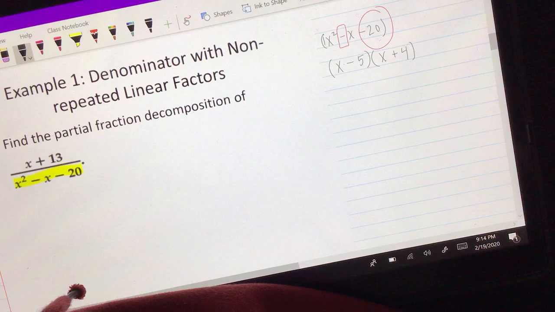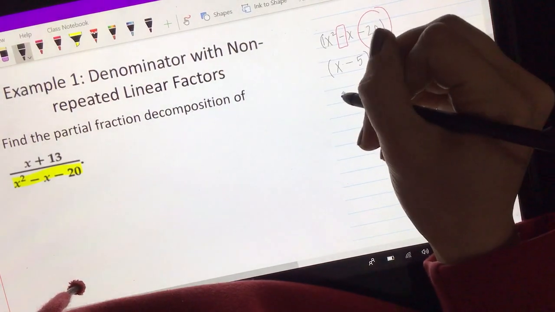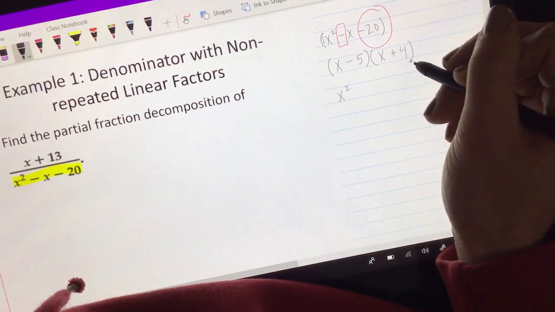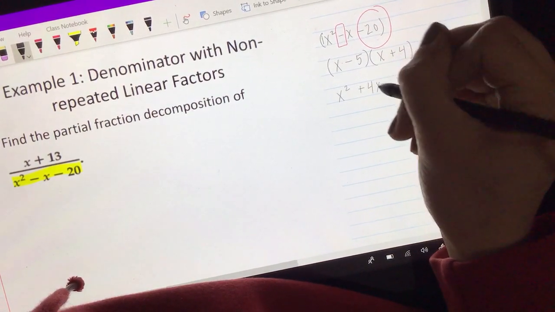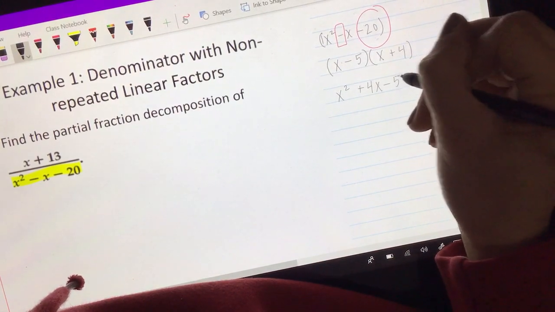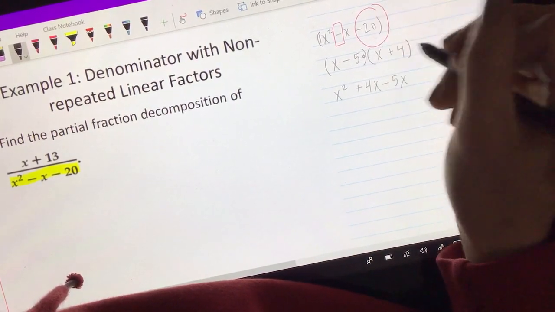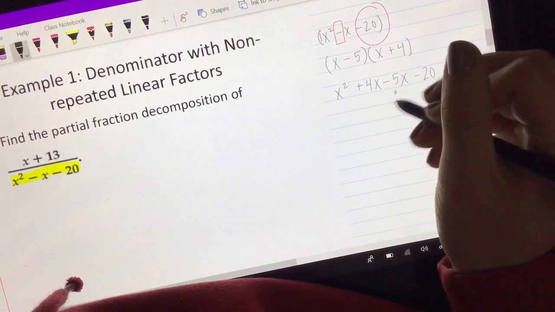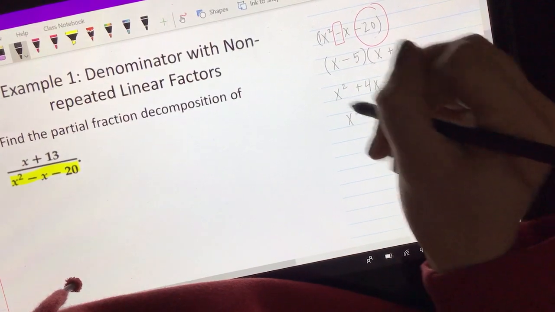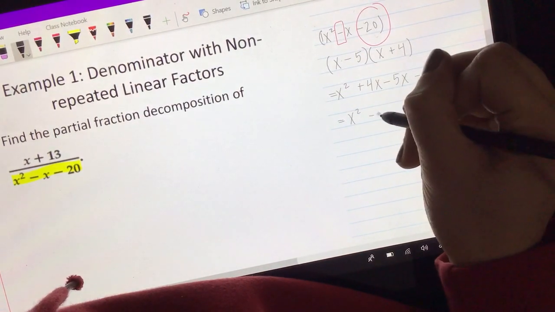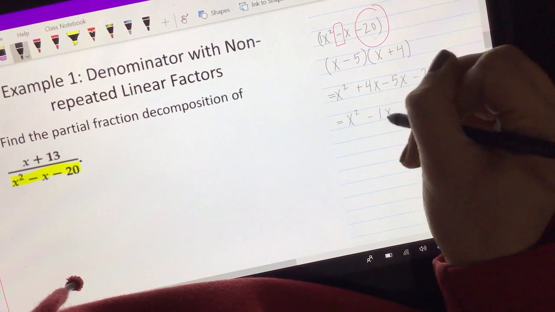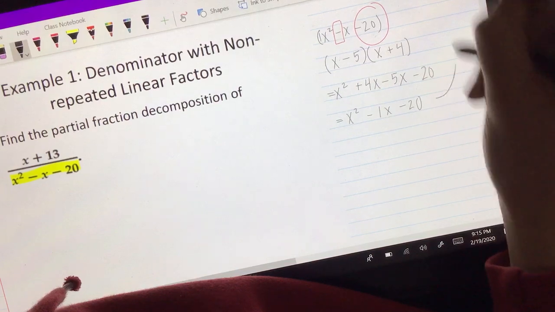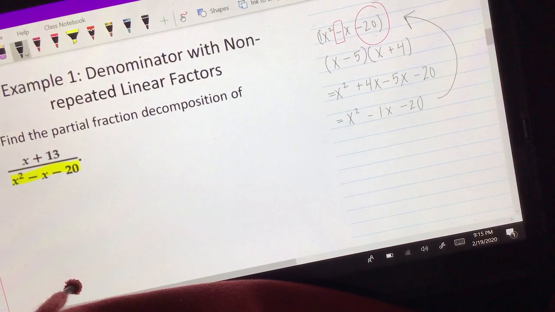You can always double check to make sure this is correct by FOILing it back out. First, x times x is x squared. Outside, x times 4 is 4x. Inside, negative 5 times x is negative 5x. And last, negative 5 times 4 is negative 20. These middle two terms combine to give you negative 1x. So since this matches what we started with, we know it's correct.